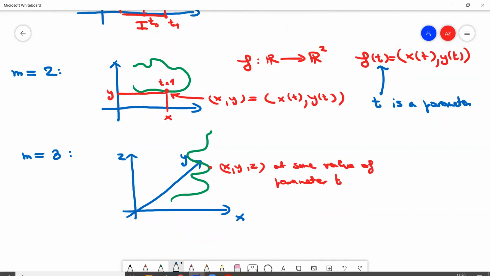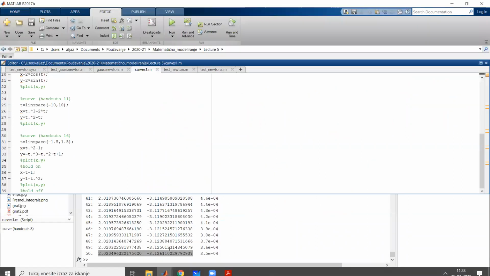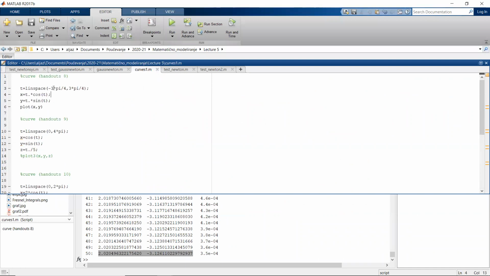For example, in Octave or in MATLAB, a few examples. Let's say that my t runs from the interval minus 3π over 4 to 3π over 4. And then x of t is equal to t times cosine of t, and y is equal to t sine of t, yes. And I get some curve. If I plot this curve densely enough, then I will see the picture of this curve. And let's see what we get in this case.